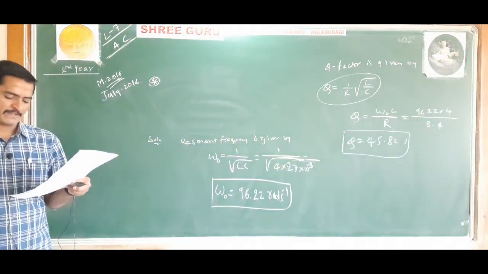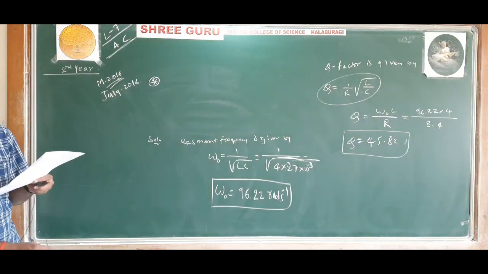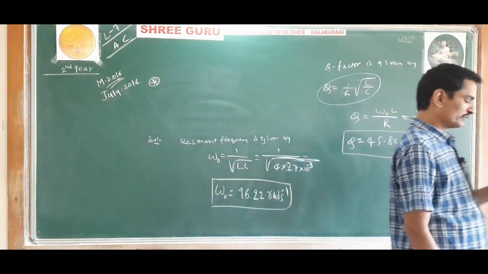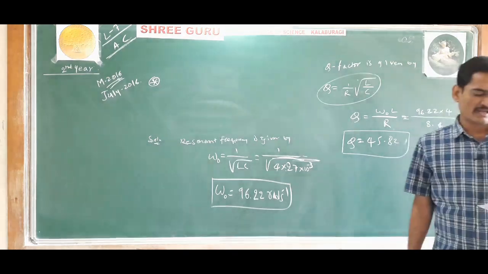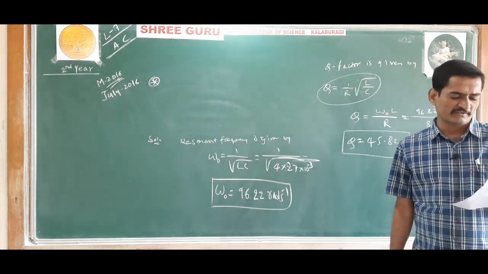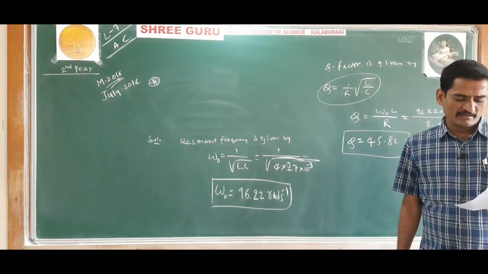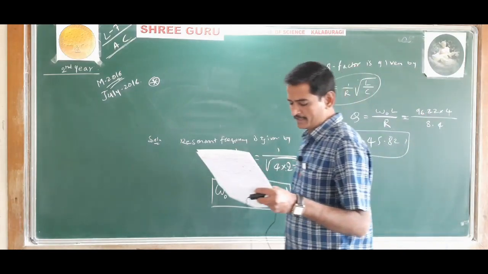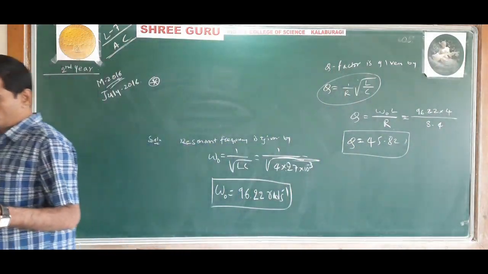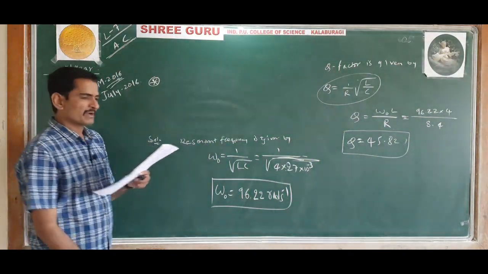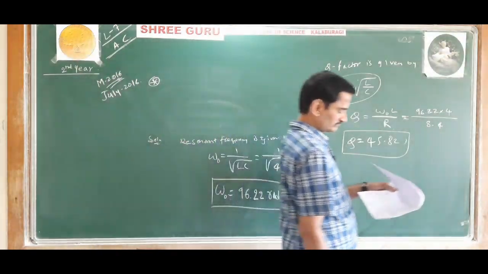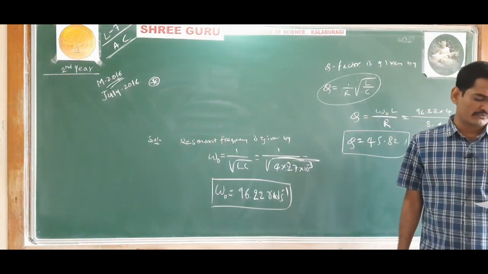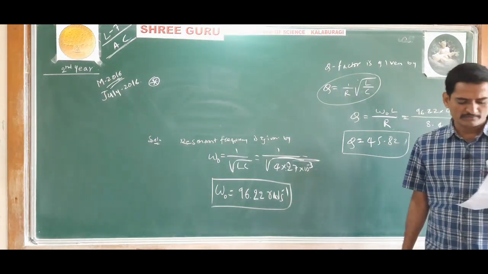A current of 11 ampere flows in the circuit. And the phase angle between voltage and current is pi by 4 radians.